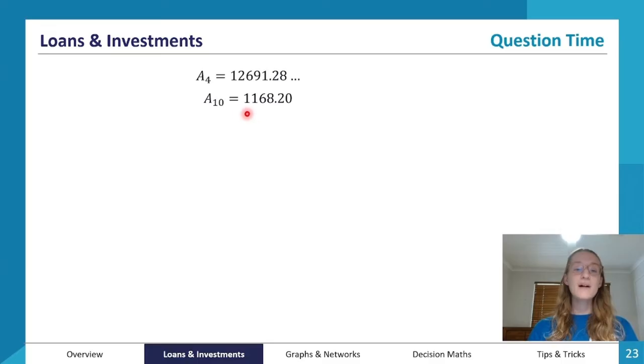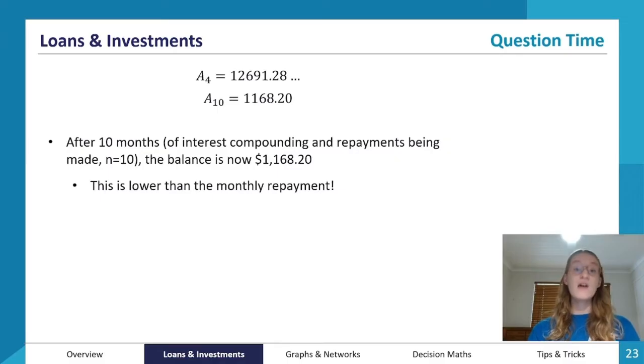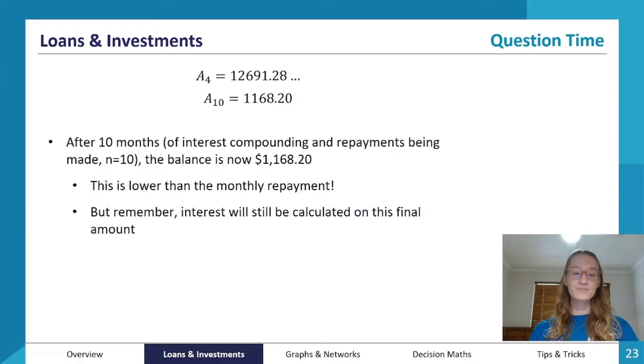So after 10 months, there is $1,168.20 left owing on their loan. That is awesome news. They've almost paid it off. They're only left owing $1,168.20, which is lower than the monthly repayment. They're repaying $2,000 a month. So we know that this month is going to be the month that they're able to pay off their loan.